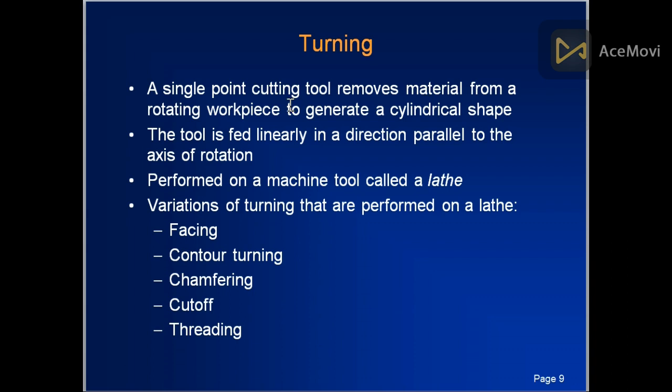Turning: a single point cutting tool removes the material from a rotating workpiece to generate a cylindrical shape. The tool is fed linearly in a direction parallel to the axis of rotation. It is performed on a machine tool called a lathe. A lathe machine is a machine on which we perform different operations. These operations can be performed on the lathe: facing, contour turning, chamfering, cutoff, and threading, etc.